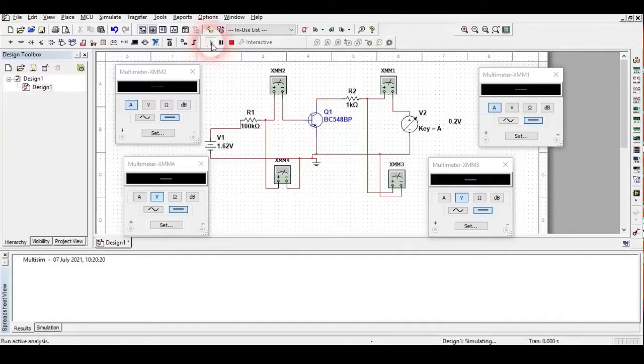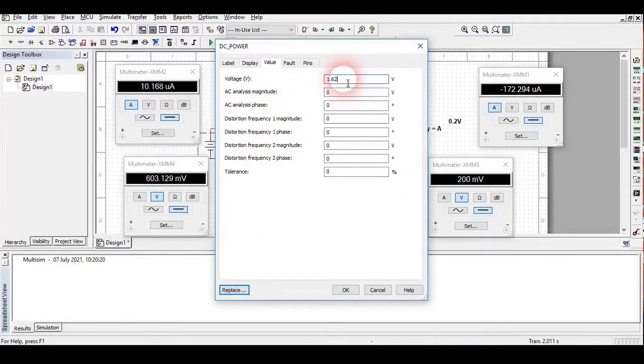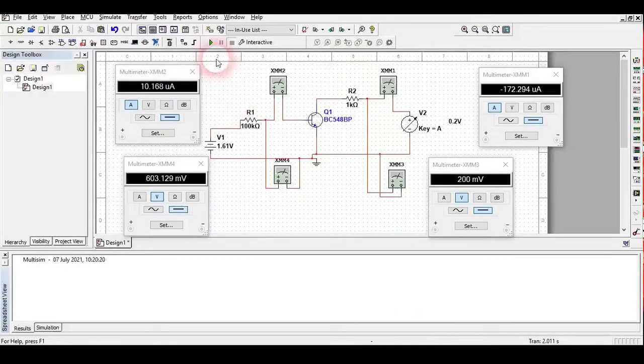When you make this 1.62, just see here I am getting 10.168 microampere. So this could be lower. So I'm just going to make this 1.61 volt here. Now when I run this, just see here, I am going to get 10 microampere approximately. Okay, so this 10 microampere is now good.